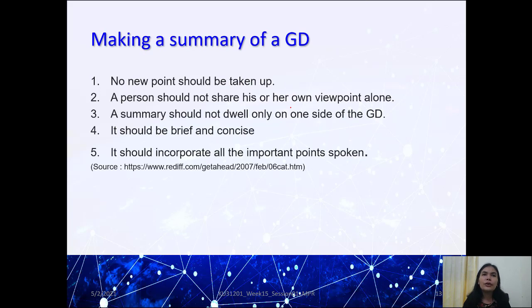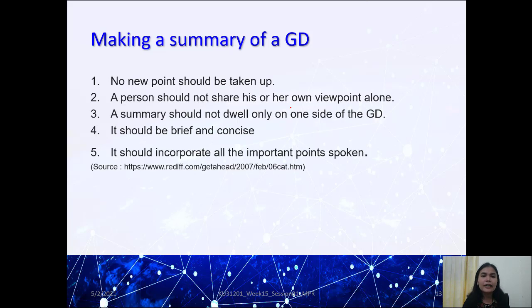So now, after you're doing an online discussion, what we will do is have a summary of a group discussion. So what are some considerations in making a summary for a group discussion? There is no new point taken up after you've done the group discussion, so you cannot add any more information when making a summary. The summary is merely based on the group discussion. You cannot add more when you make a summary.